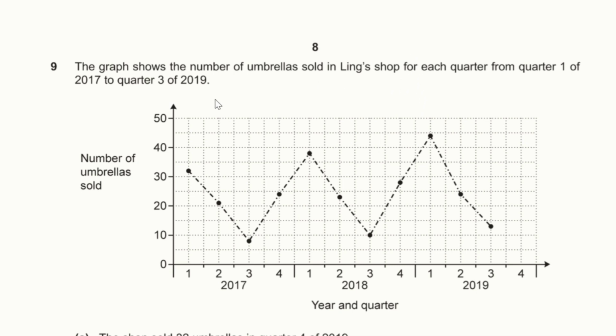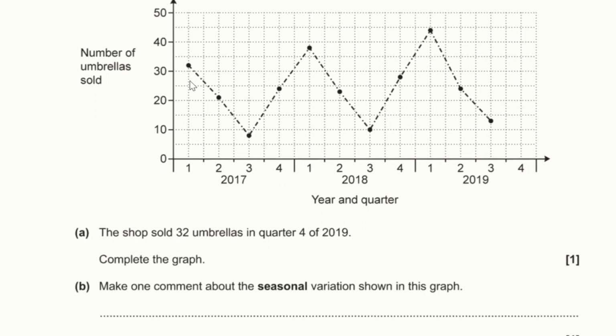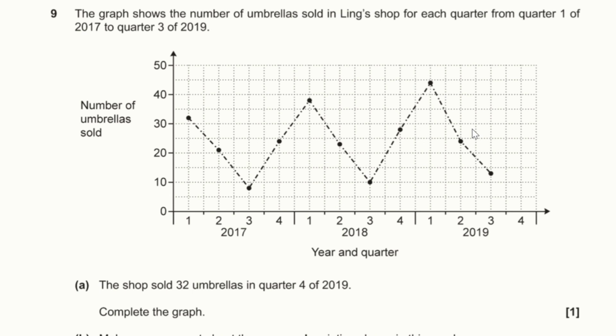Question number 9. The graph shows the number of umbrellas sold in Ling's shop for each quarter from quarter 1 of 2017 to quarter 3 of 2019. And for part A, the shop sold 32 umbrellas in quarter 4 of 2019. We have to complete the graph. So we've got 32. If I draw a line up from quarter 4 to 32, well, 35 is over here, so 32 will be around here somewhere. So here is 32 plotted. We've got 32 umbrellas in quarter 4.